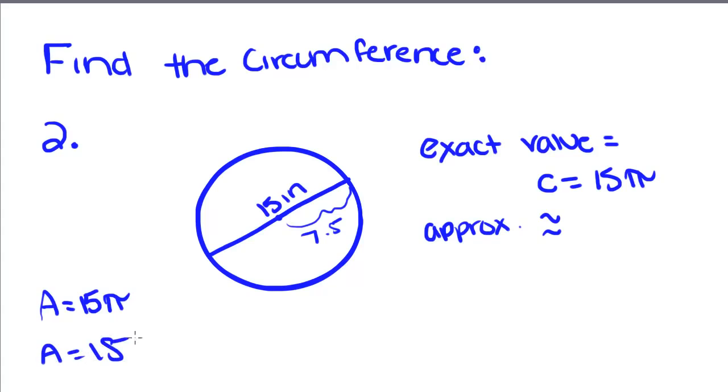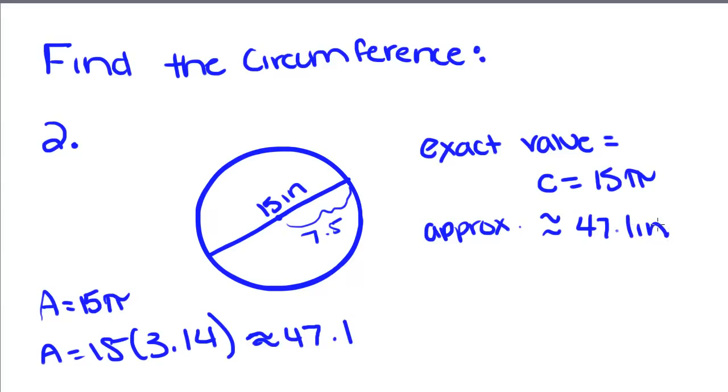For an approximation, we get 47.1 inches. Now, since we're doing the distance around the circle, we're going to be in just inches because circumference is a one-dimensional measure, unlike area, which is two-dimensional.